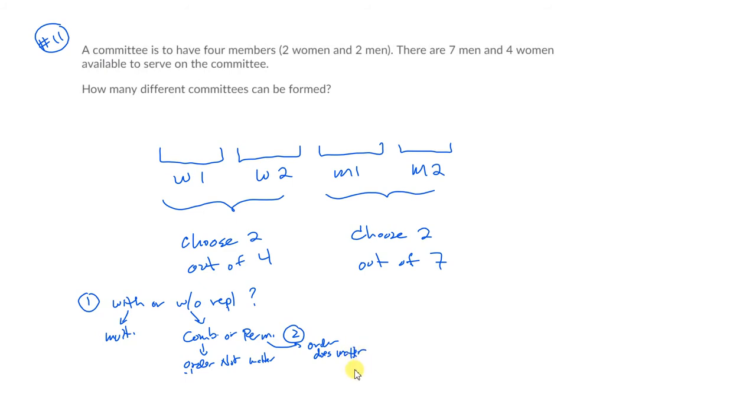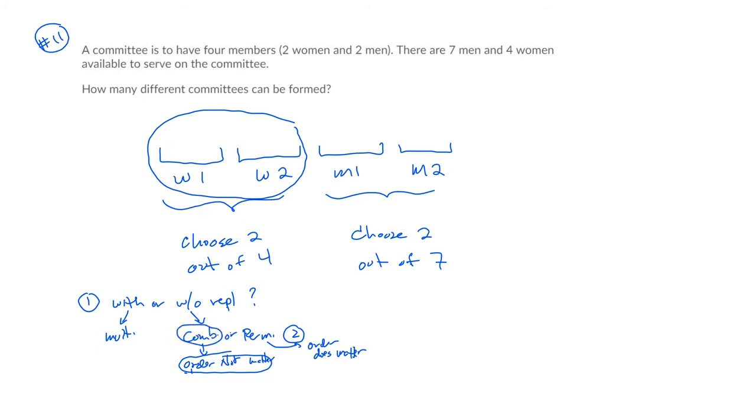Okay, so which case is it here? When I choose my two women for the committee, does the order matter? If I choose Mary and then Sally, is that the same as choosing Sally and then Mary? If that's the same thing, then we're saying order does not matter. If order does not matter, it's combinations.